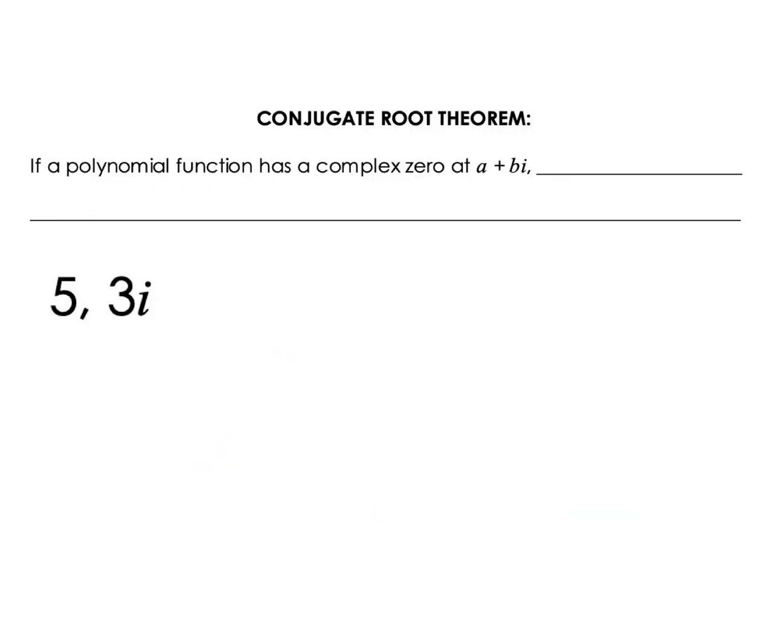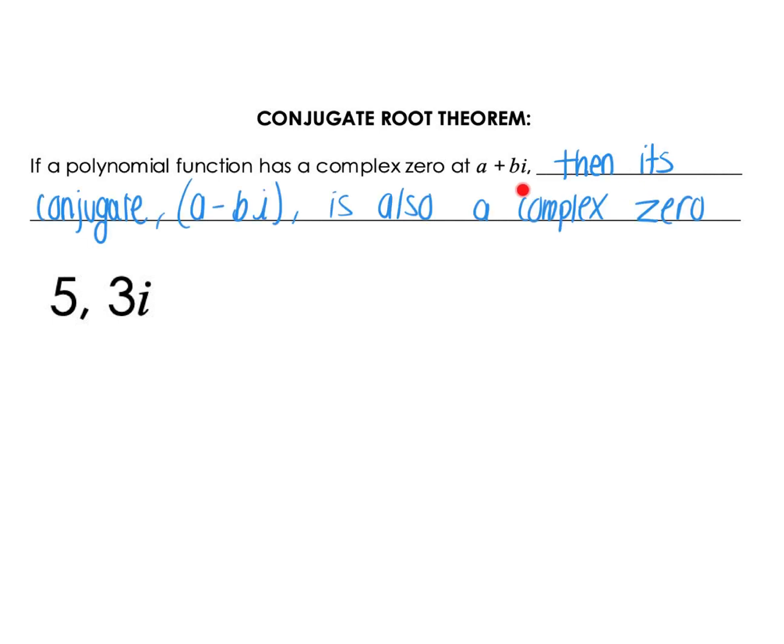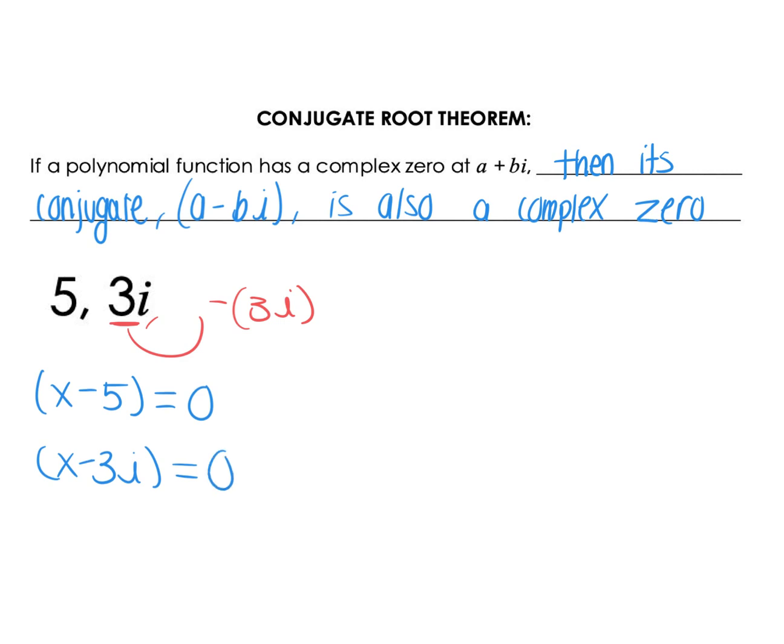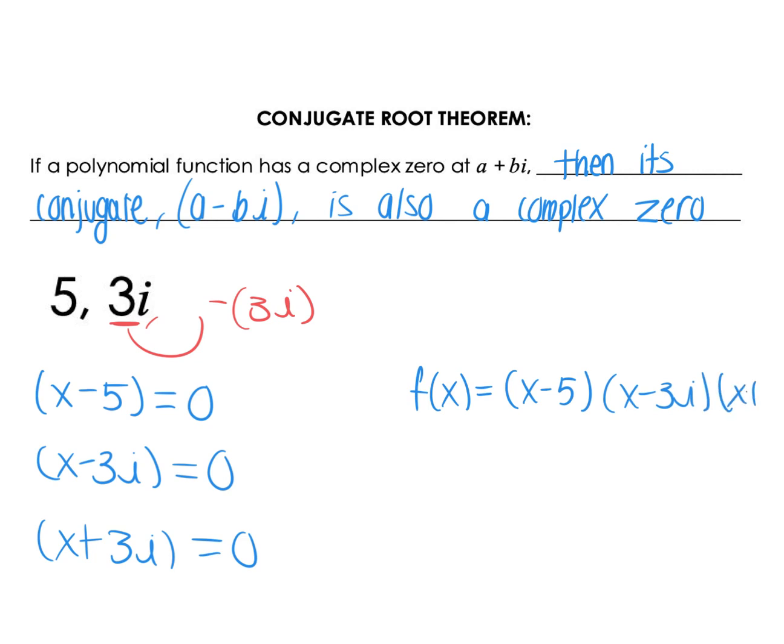So we have the conjugate root theorem. If a polynomial function has a complex zero at a plus bi, then its conjugate a minus bi is also a complex zero. So what we do here is whenever you see a complex zero here, you always tell yourself you have a negative times that complex zero. So then you do the same process. So you have x minus 5 equals 0, x minus 3i equals 0, x plus 3i equals 0, and then you have f of x is x minus 5 times x minus 3i times x plus 3i.